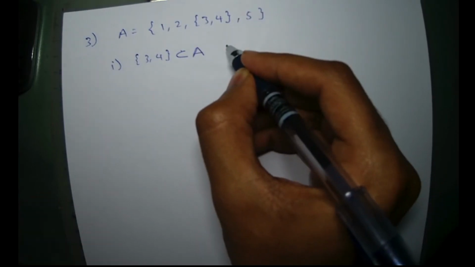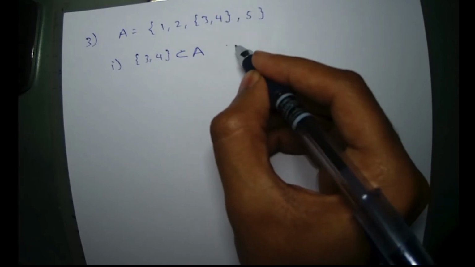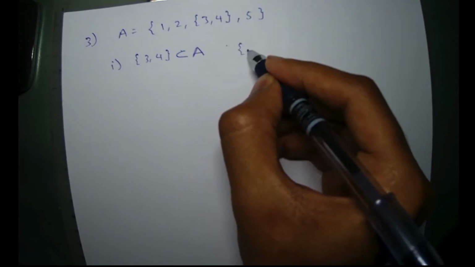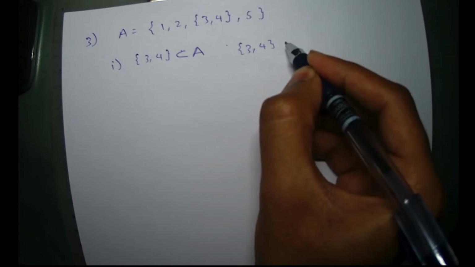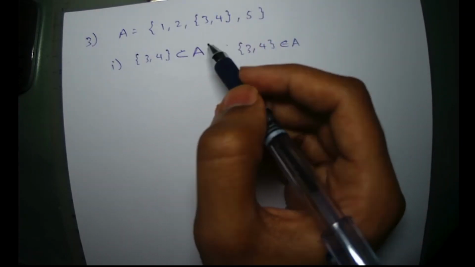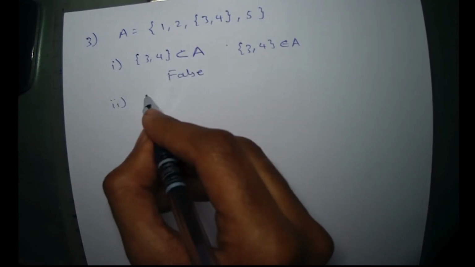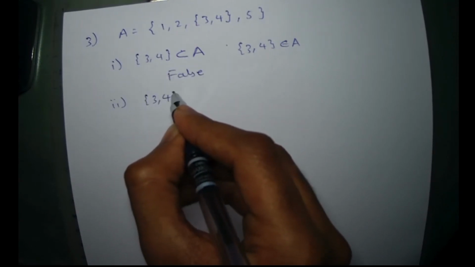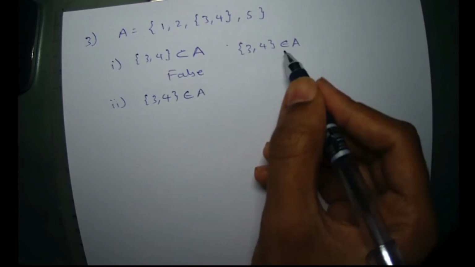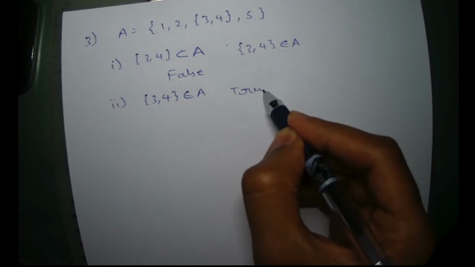This is false because 3 and 4 are part of set A. So it should be written that 3 and 4 belongs to A, but we have been given that 3 and 4 are a subset of A. So the first statement is false. The second statement is 3, 4 belongs to set A. From the previous question we know that this is true. So this statement is true.